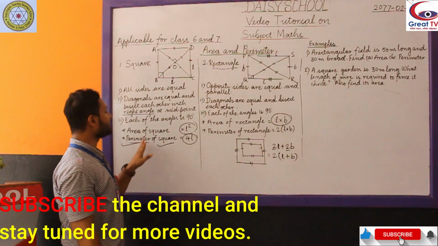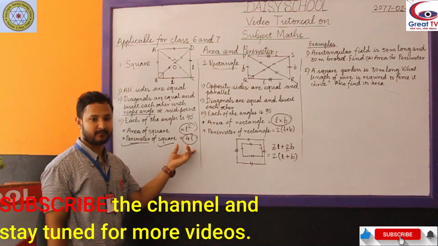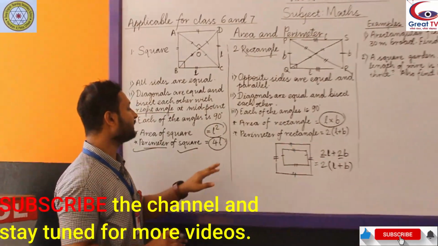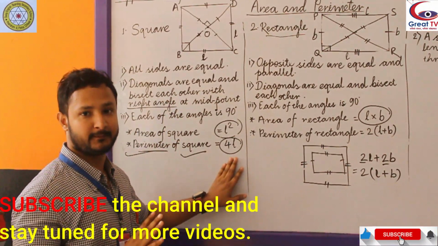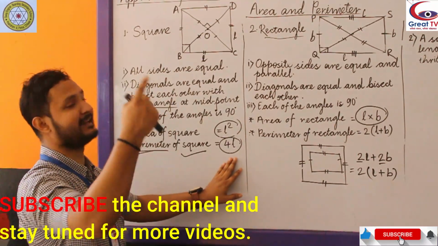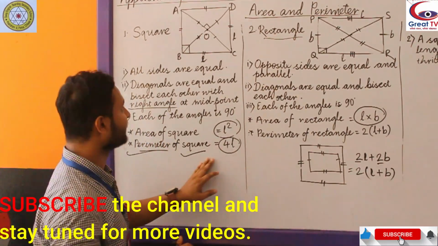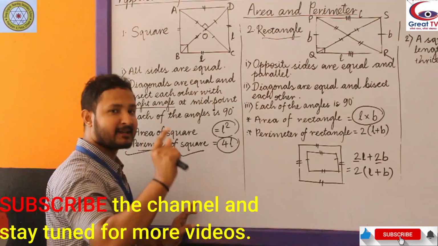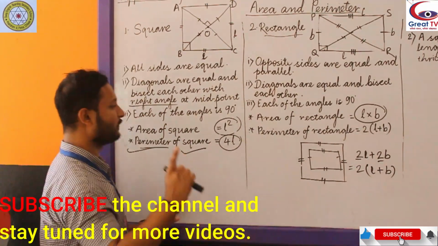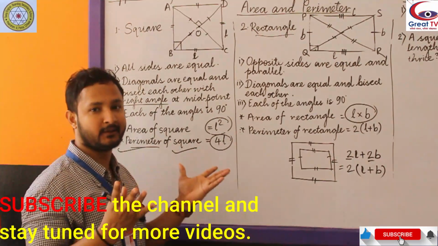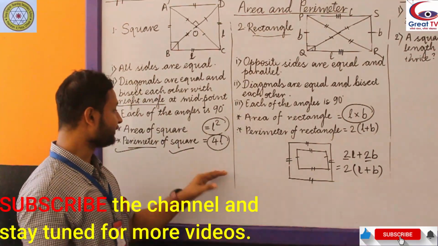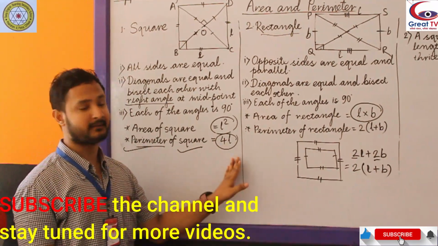So the perimeter of the square means 4 into L. When the length is multiplied by 4, or 4 times its length, that is the perimeter, okay? If we are asked to find the perimeter of the square, we have to multiply the given length by 4. That way we can find the perimeter of the square.